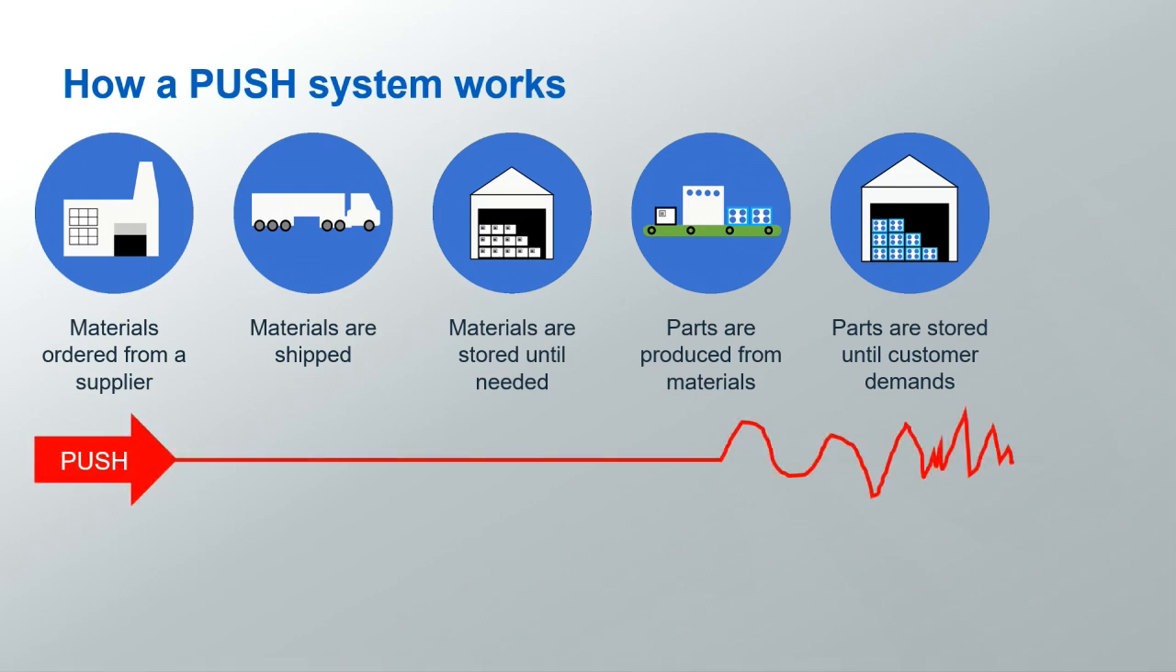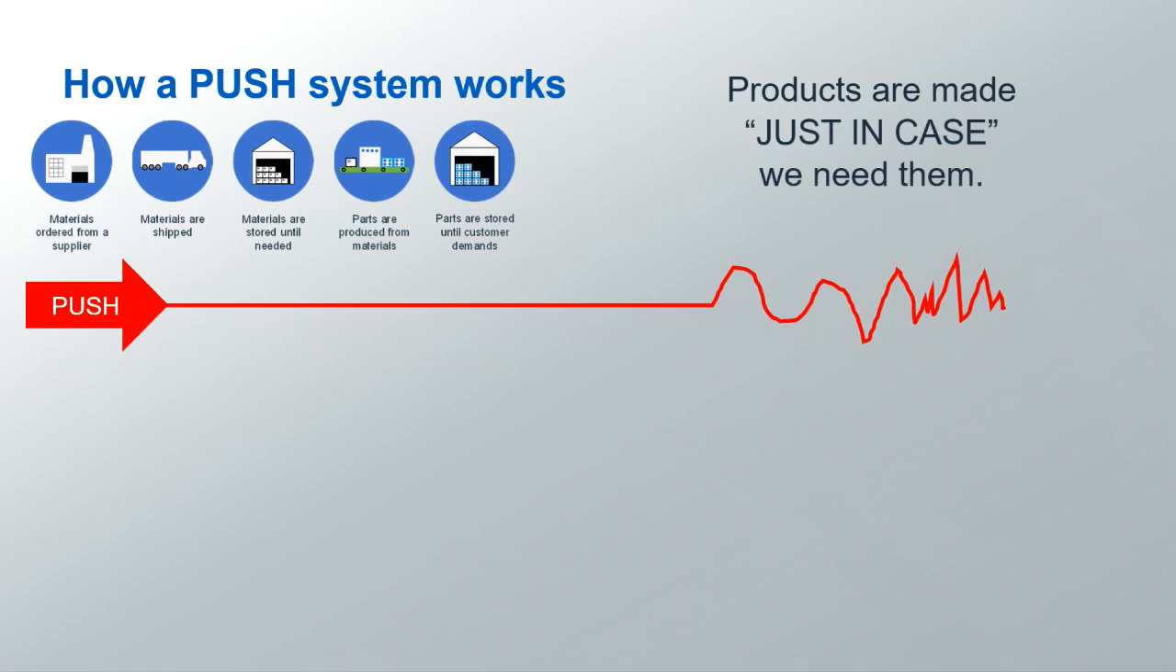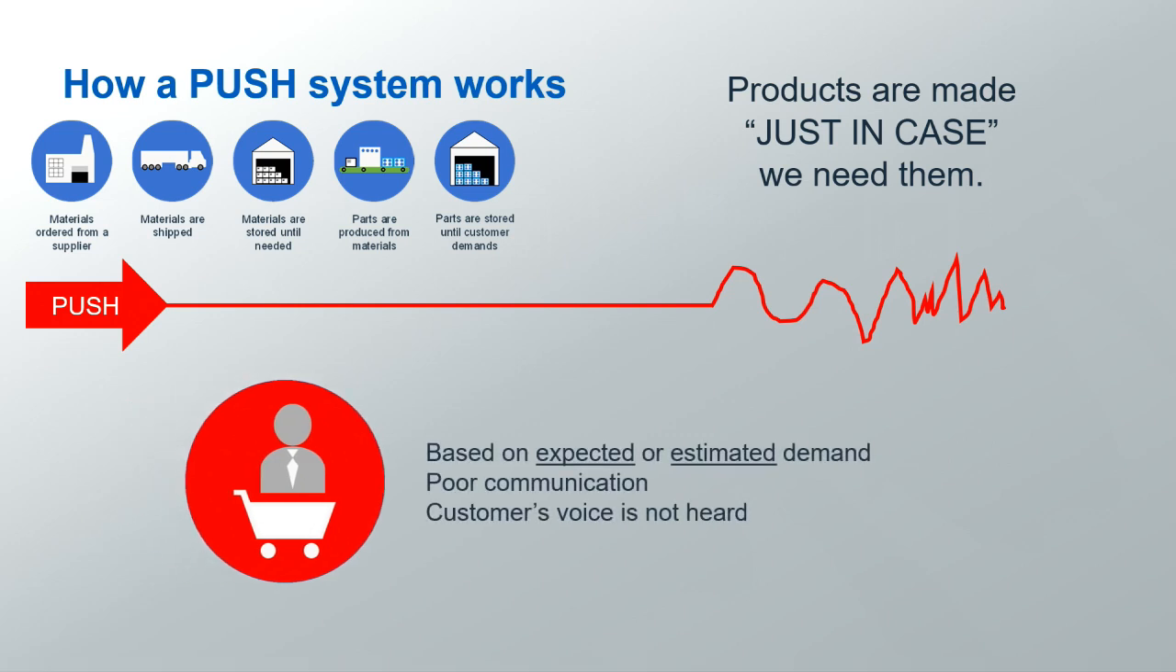Problems or variations in the downstream process create waves in the process. In a push system, parts are made just in case we need them. This can create waste in our value stream. Since we base production on expected or estimated demand, this can create communication issues with our customer or even the next process. Very often, the customer's voice is not heard.